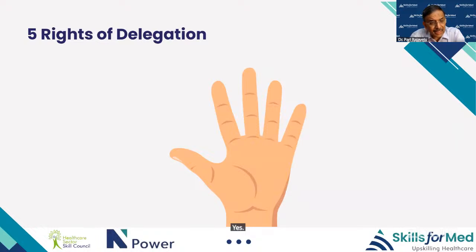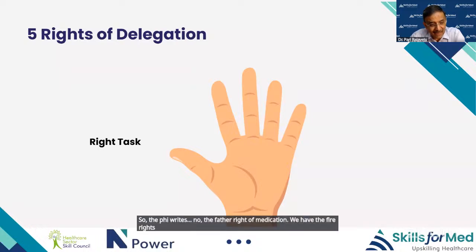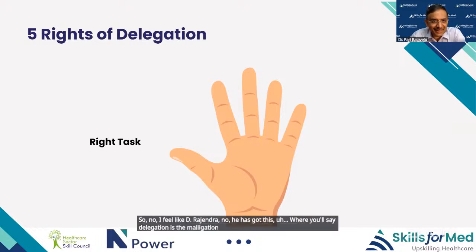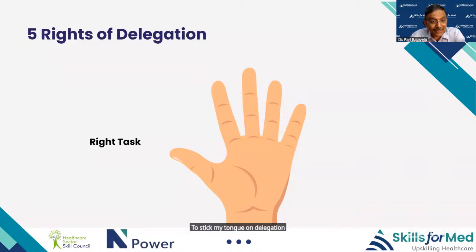So for the five rights of medication, we have the five rights of delegation. I feel like Dr. T. Rajendran has got this, where you say delegation is the medication of something like that. I'm twisting my tongue on delegation. So as I told you, the right task is very important for that person.